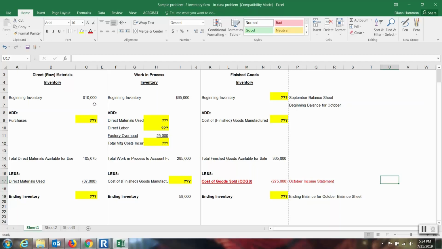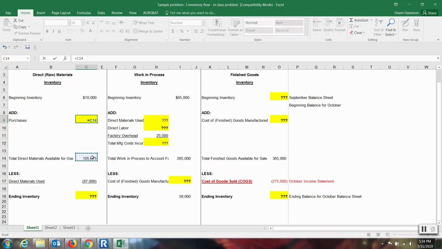We have a beginning balance of $10,000. Purchases were added, but we don't know how much. But we do know that the direct materials available for use would be $105,675. So $10,000 plus some number equals $105,675. You can use Excel, you can use your calculator.